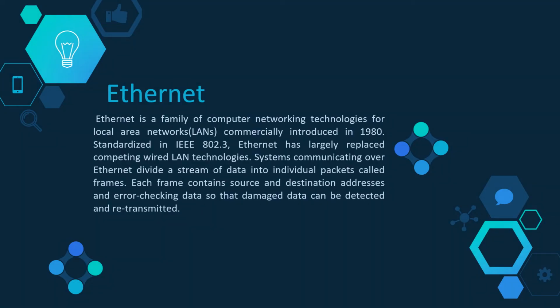Next is the Ethernet. Ethernet is very familiar to us. So Ethernet is a family of computer networking technologies for LANs or local area networks, commercially introduced in 1980. Ethernet has largely replaced competing wired LAN technologies. Systems communicating over Ethernet divide a stream of data into individual packets called frames.